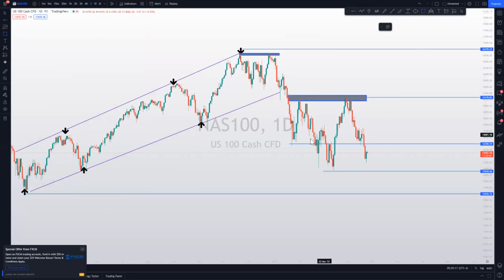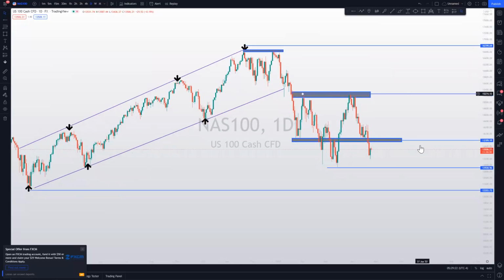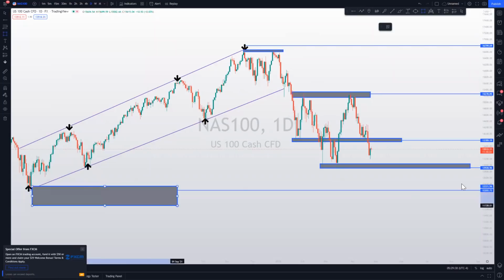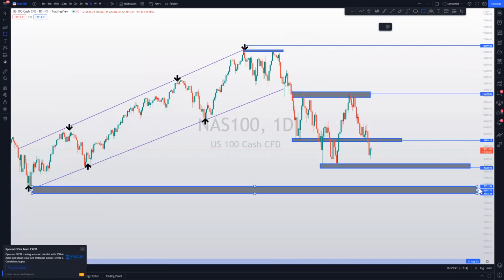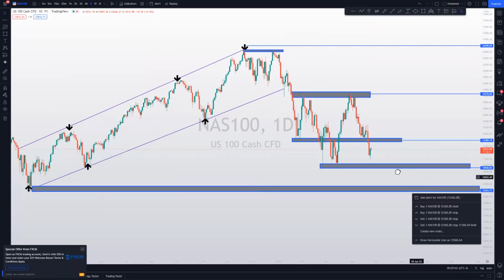We were expecting an inverse head and shoulders, but then it didn't play out. Those horizontal rays, I'm replacing them with these rectangle boxes. So again, you had this level. Again, you had which level? The lower level. You see how it is?